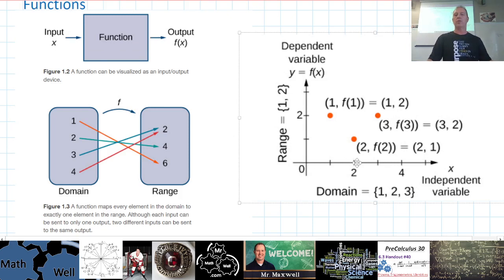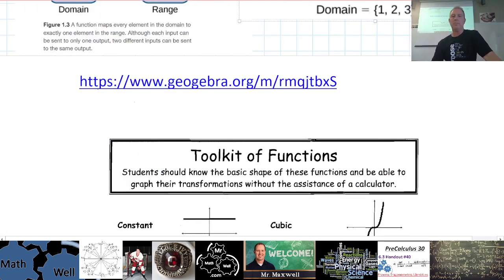So 2 would be our input, our output is 1. Therefore, this point is the point (2, 1). 2 is our input. The function does its work on the input and produces an output value of 1. So this is (2, 1). This is (3, 2). This is (1, 2). Okay? So even points on a graph can represent or be visualized as being part of a function.